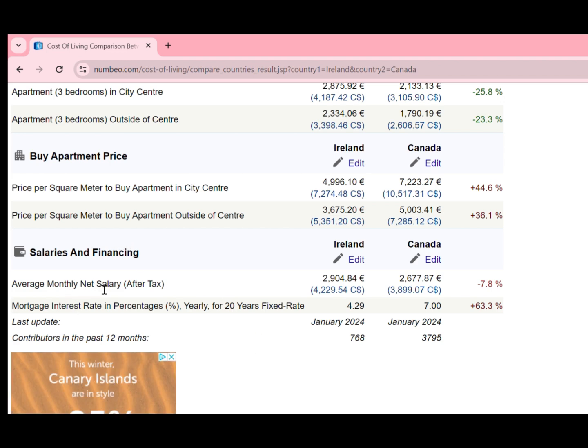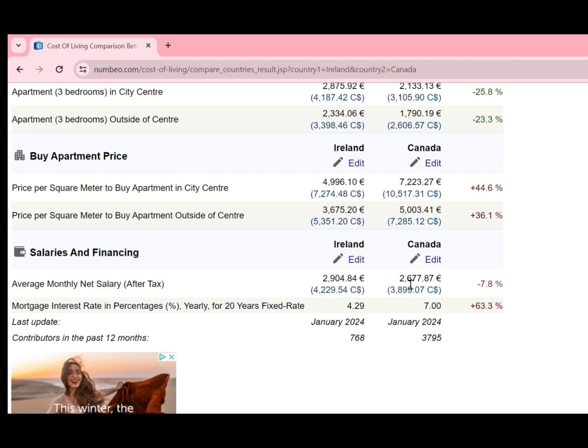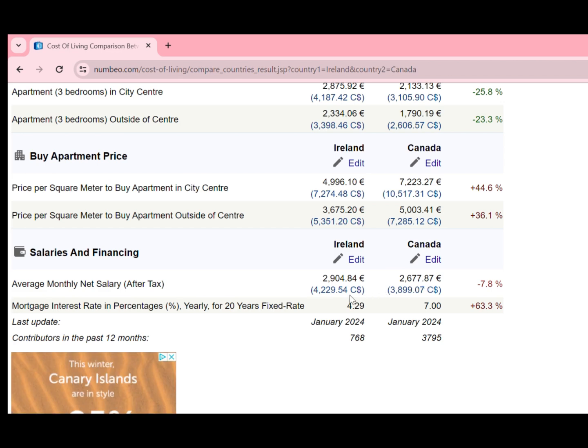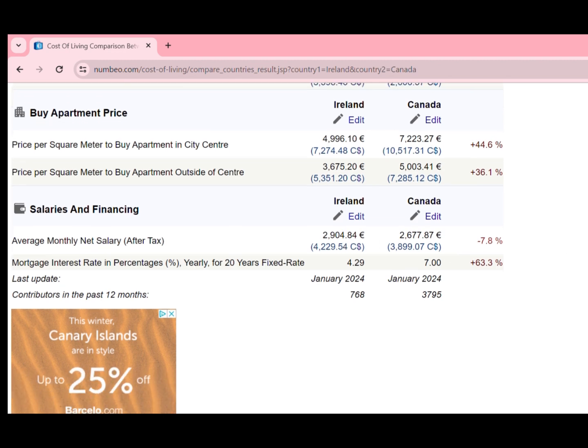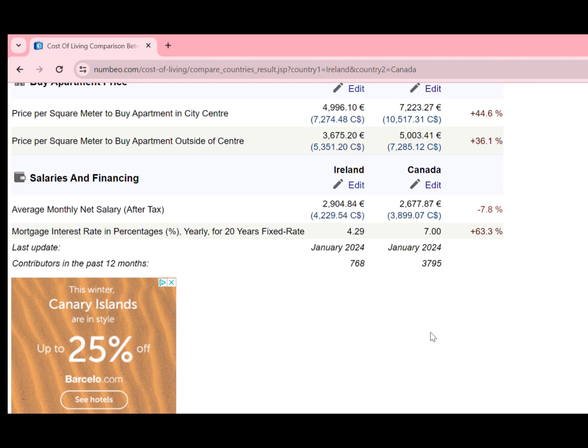The average monthly net salary after tax in Ireland is like 2,904, and in Canada it's 2,677. So salary is a bit okay in Ireland and in Canada. This is just an average, guys, which I think is fair. And then the mortgage interest rate in percentage, yearly. It's more in Canada. It says here the last update was January 2024, just for you to know that they keep on taking data from people.